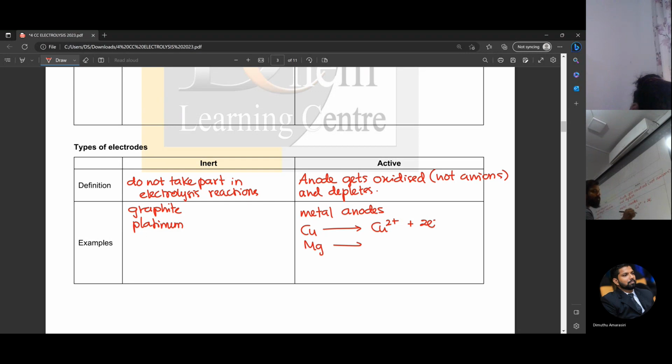If it is magnesium, magnesium 2 plus and 2 electrons. Zinc, zinc 2 plus and 2 electrons.